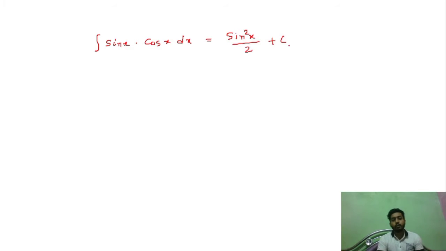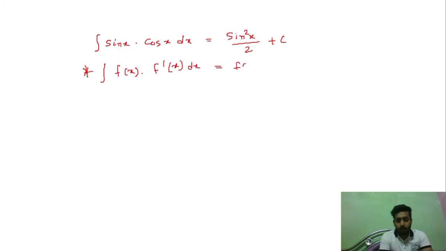So how to find those types of integration? Here are the formulas. Integration of f(x) f'(x) dx will be (f(x)) whole square by 2 plus c. So this is the formula to find this type of integration. If the function and its derivative lie in a straight line, then the integration will be f(x) square by 2.